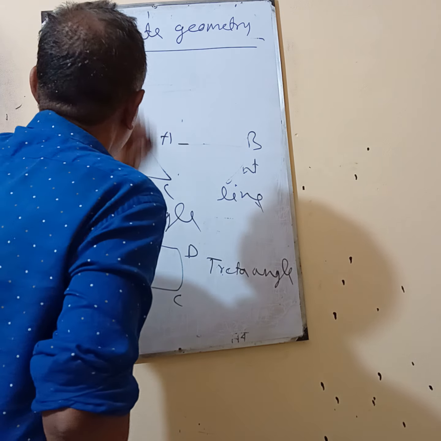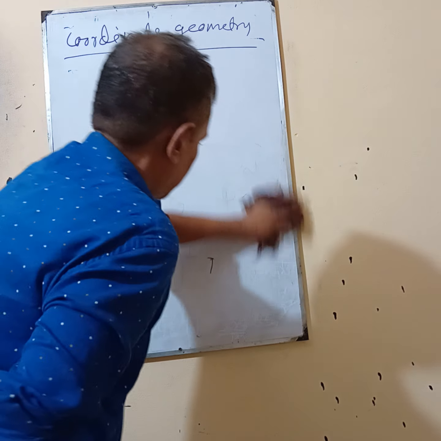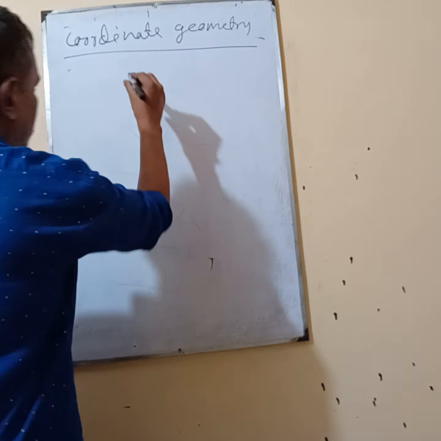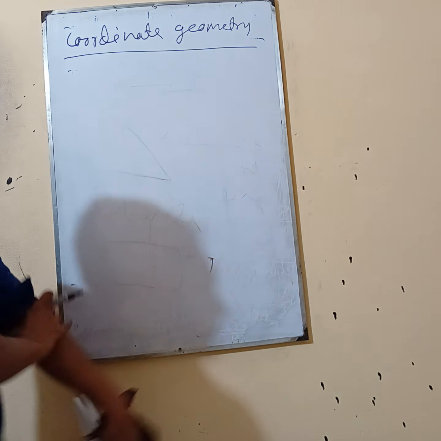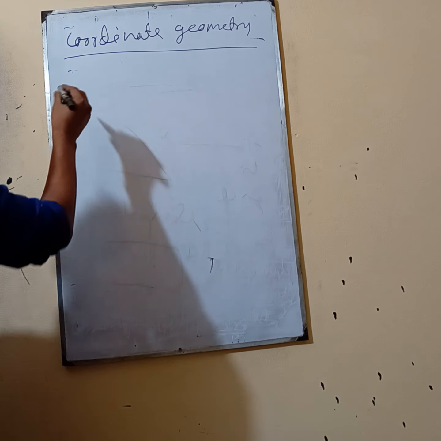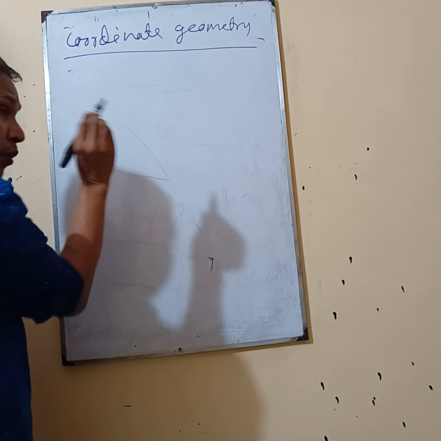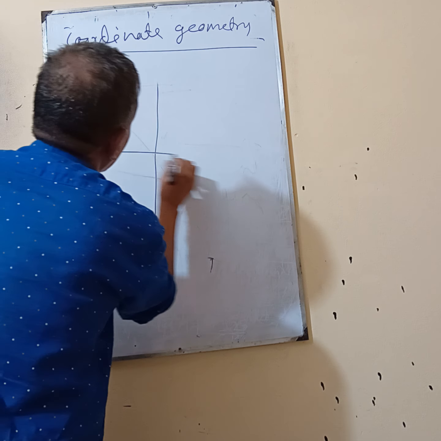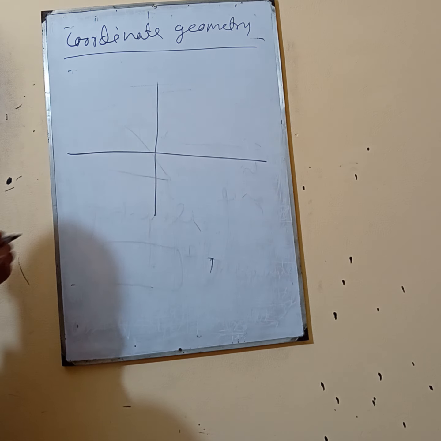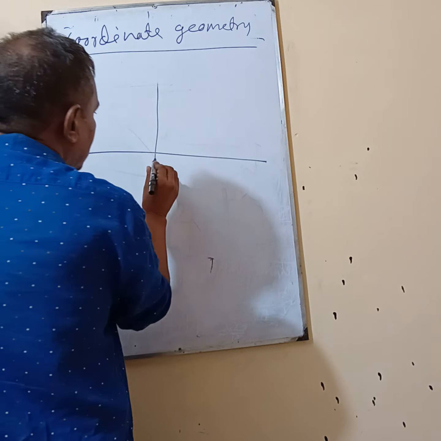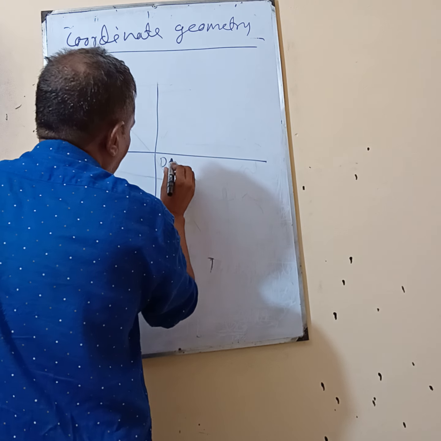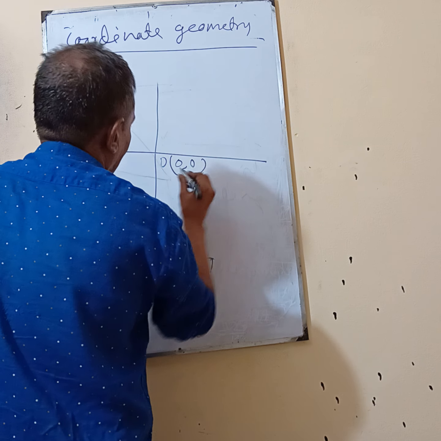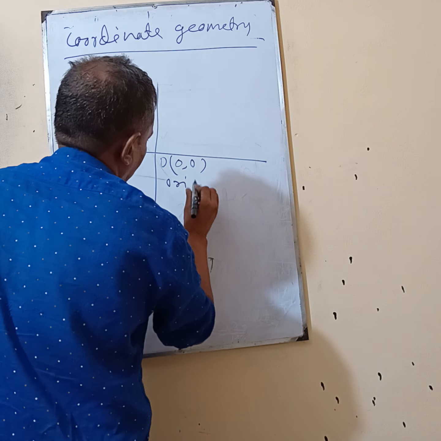What is coordinate geometry? Coordinate geometry is two-dimensional. I am discussing two-dimensional coordinate geometry. Suppose this is a plane. O, I mean 0, 0, the origin.